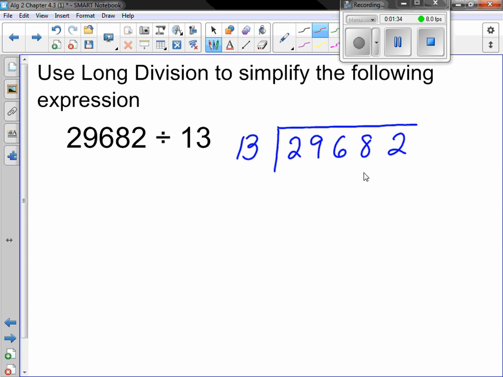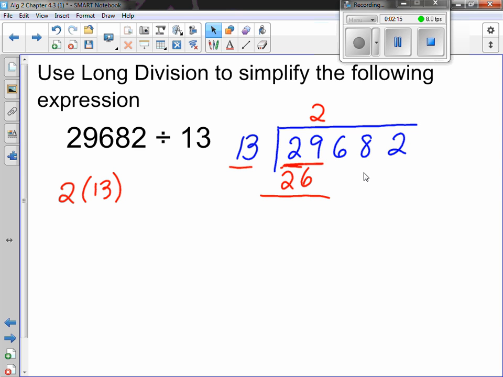Well, when we divide by long division, we're seeing what times 13 would at first give me 2. Well, there's not a number that multiplied by 13 that would give me 2. So how many times will 13 go into 29? Twice, yes? And what do I do with that 2? I put it over the 9, yes? Then what did we do next? Over the side, we do 2 times what? 13.